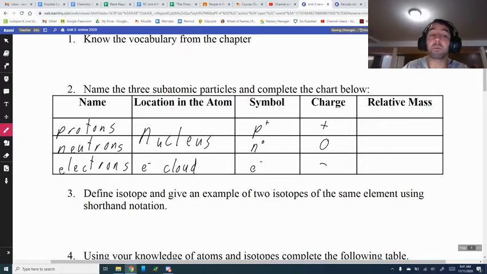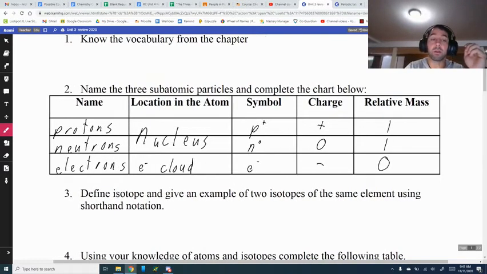Relative mass, this is a big one that a lot of people get confused on. Protons and neutrons have a mass of 1 AMU. Okay, just so you guys know, neutrons are slightly more massive than protons, but very negligible. So, not really a big deal that you know that, just an FYI. Electrons have a relative mass of 0. They are much, much smaller than protons and neutrons.